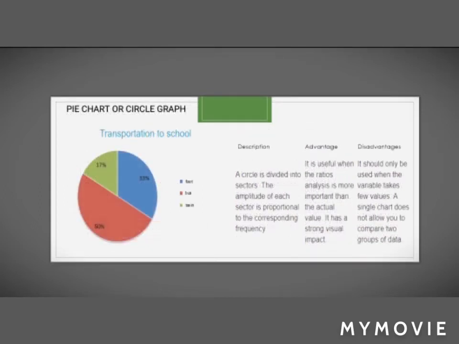Pie chart or circle graph. A circle is divided into sectors. The amplitude of each sector is proportional to the corresponding frequency. Advantages of pie chart: it is useful when the ratio analysis is more important than the actual value. It has a strong visual impact. Disadvantages of pie chart: it should only be used when the variable takes few values. A single chart does not allow you to compare two groups of data.